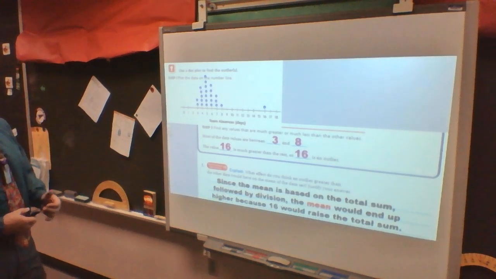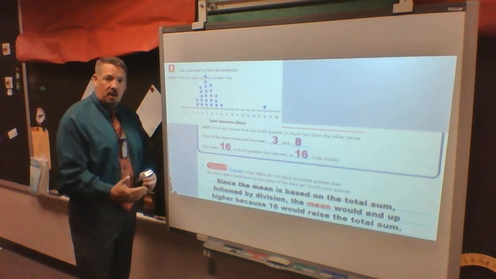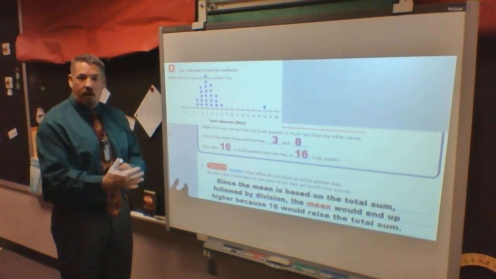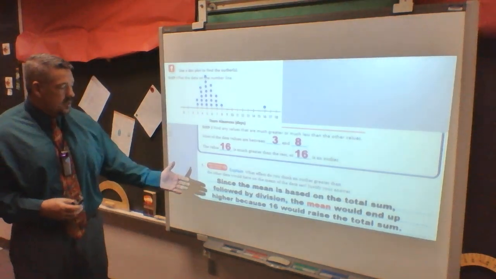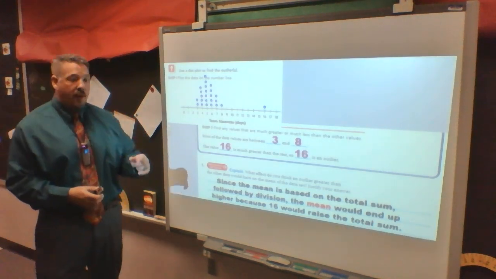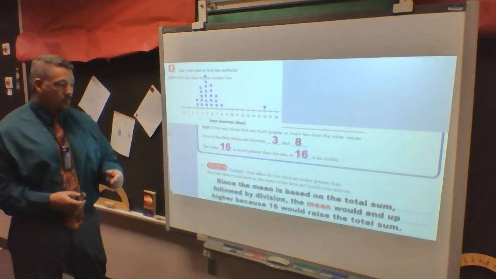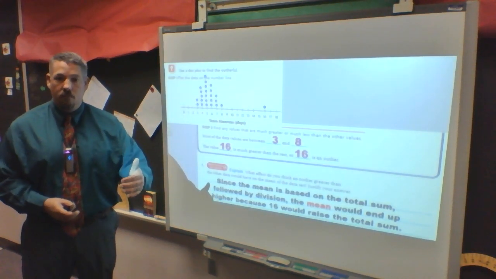When I look at how that is going to affect it though, I know what we're talking about, the mean. The mean is found by adding all of them together and then dividing by how many there are. So I wrote, since the mean is based on the total sum, followed by division, the mean would end up higher because 16 would raise the total sum.